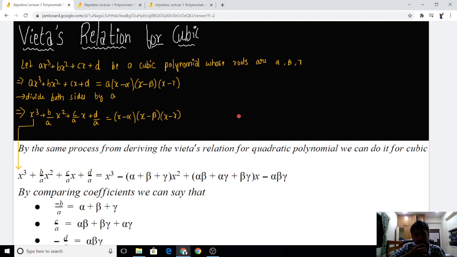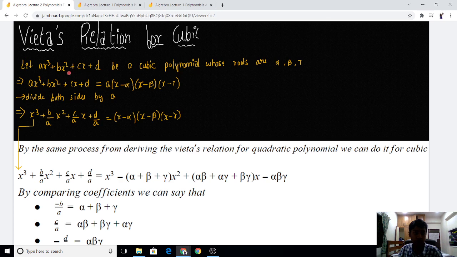Vieta relation for cubic. Same as before, I'm assuming a cubic polynomial, ax cube plus bx square plus cx plus d, and the roots be alpha, beta, gamma. Through the fundamental theorem of algebra, there can only be three roots. They might be irrational, might be imaginary, might be real.